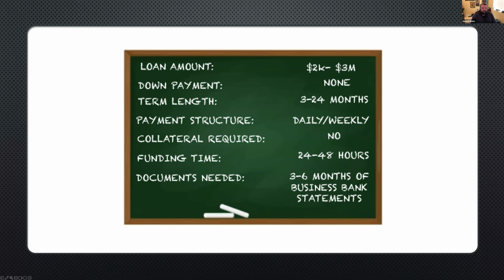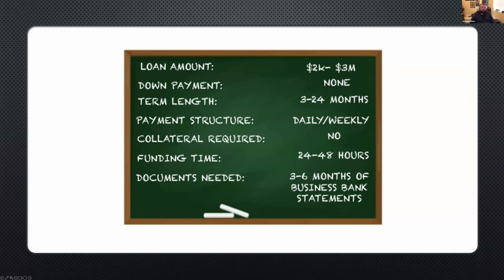Daily or weekly payments, no collateral required. These are unsecured loans. So you don't have to put up your house or anything like that. Funding times, 24 to 48 hours, very quick. Documents needed. This slide says 3 to 6 months. The other slide said 3 months. I'd say on average, it's almost always 3 months. Sometimes it's a little bit more if the industry is kind of crazy, or if you live in New York or California, one of the new regulations is that they have to get 4 months. These are the new California and New York laws. So might be 4 months, might be 3.